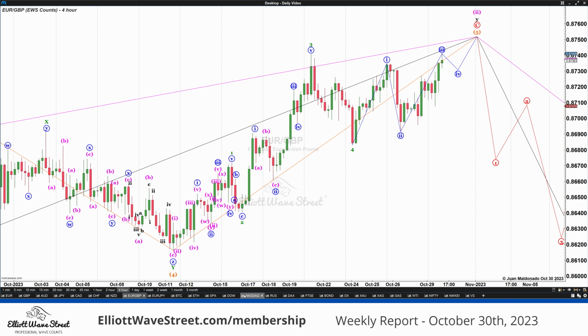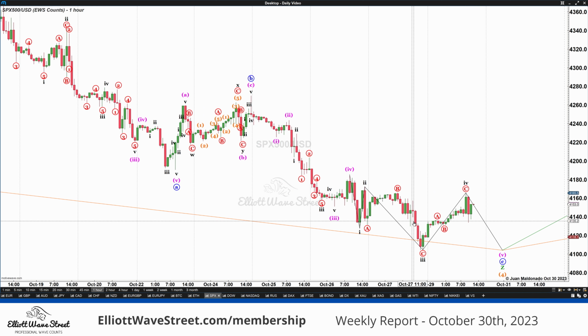Let's have a look at the S&P. The S&P has been one of my favorites. I have a bullish bias. I believe we're getting closer to the end of the leg. Of course, it's tricky. There is a lot of noise, but this is like an accumulation process.